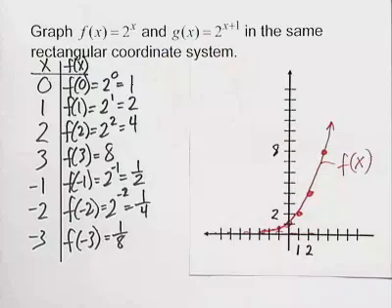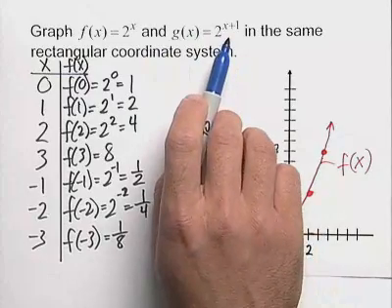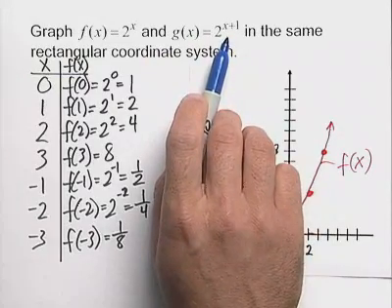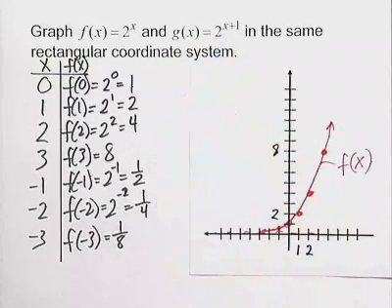Now that we have the graph of f of x, let's use that to graph g of x. Let's take a look. G of x is the exponential function 2 to the x plus 1 power. And notice in here we have a plus 1 in the exponent. That's going to be a transformation that we learned earlier, and in this case it's going to be a shift 1 unit to the left.